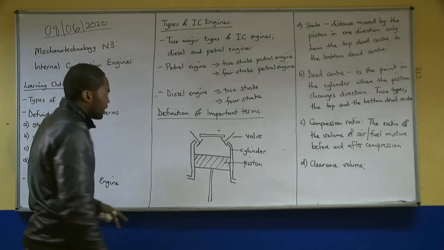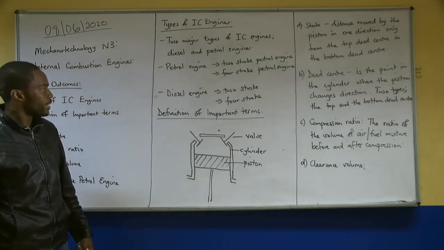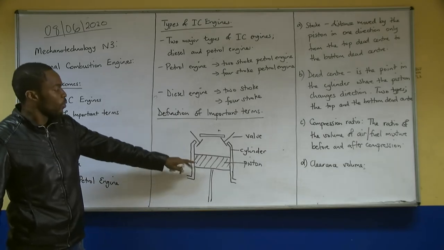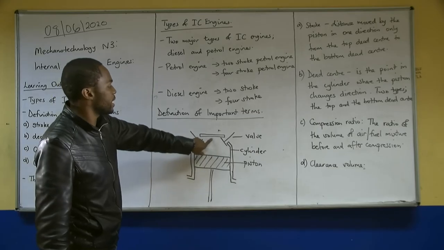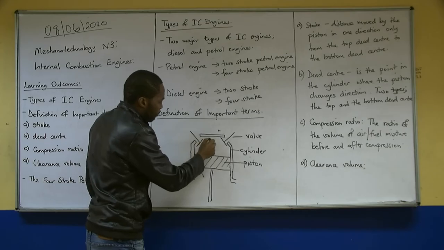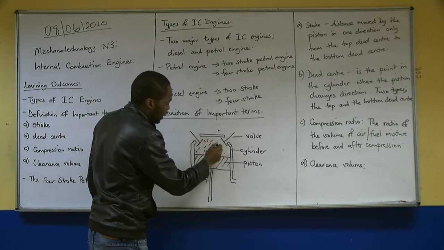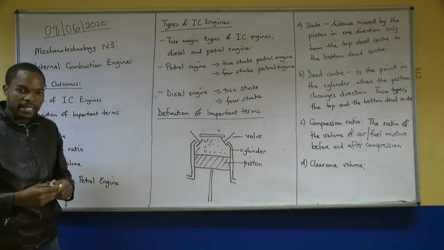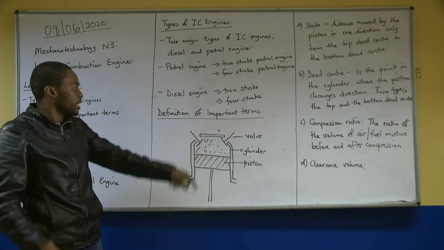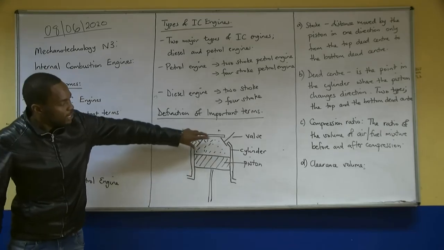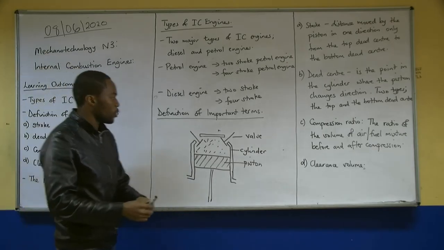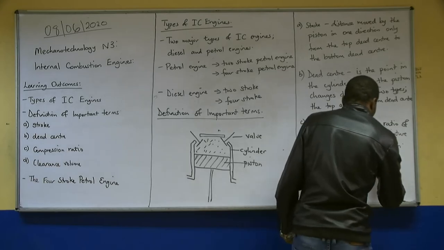The clearance volume. Let's look at this simplified diagram of our cylinder. When our piston reaches the top dead center, there is some volume left between the top part of the cylinder and the piston. The piston does not reach the maximum point, the apex of the cylinder, so there is a small volume left. We call that the clearance volume.